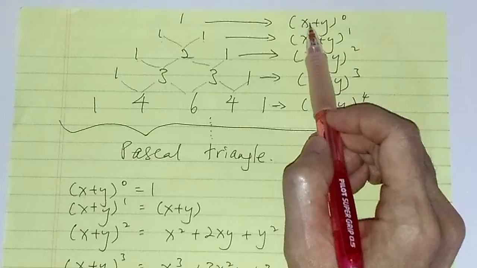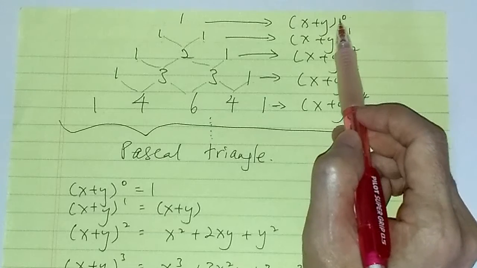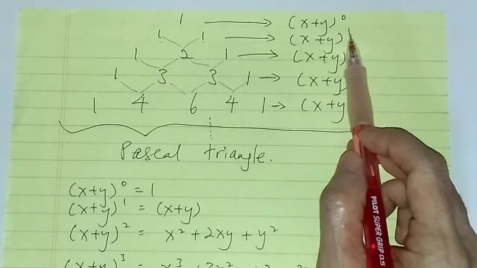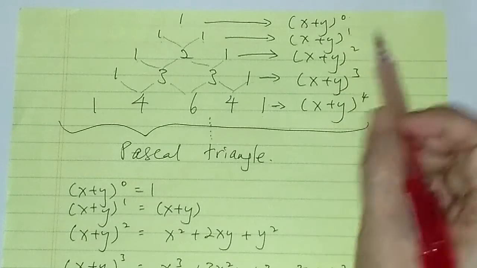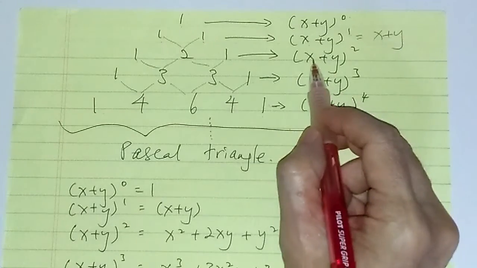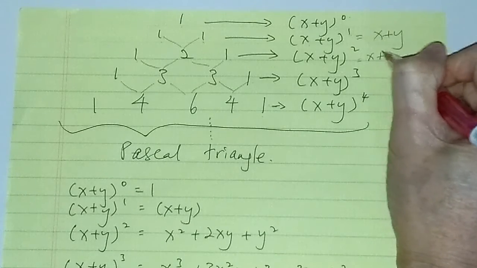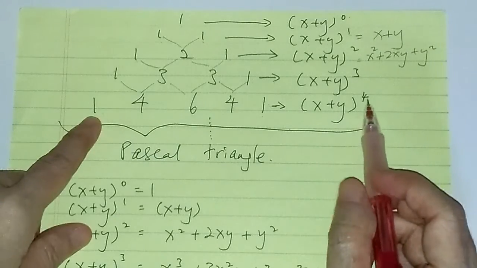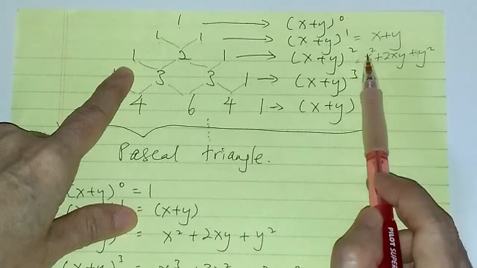If you look at this, the expansion of x plus y to the power 0: we know that anything to the power 0 is 1. Then x plus y to the power 1, when you expand it, is still x plus y. Then x plus y to the power 2 will be x squared plus 2xy plus y squared. So this is how we got 1 2 1.